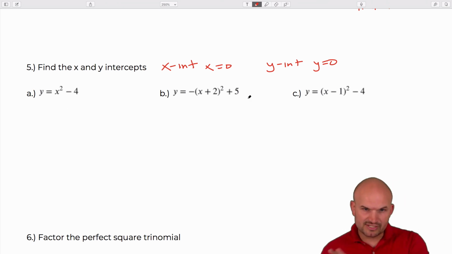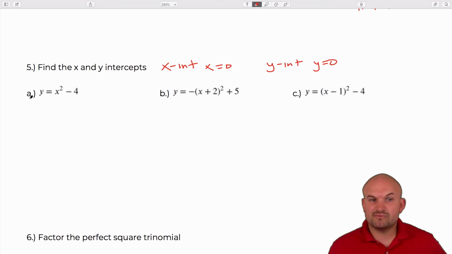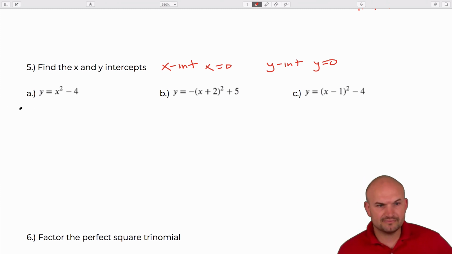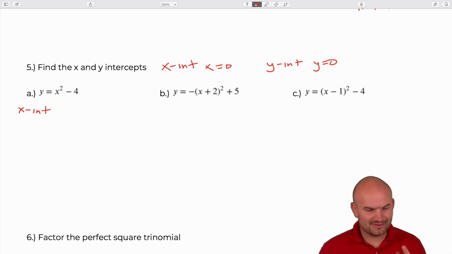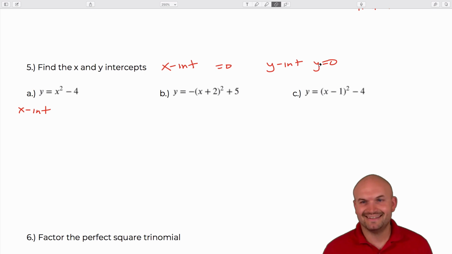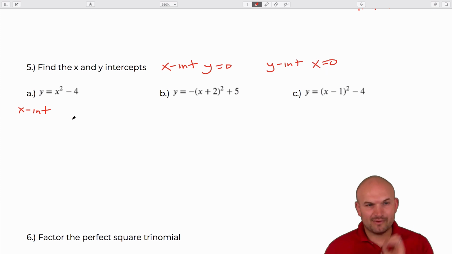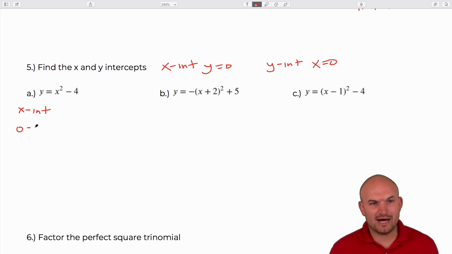You can notice here we're using vertex form. This one's not, but if I want to find the x-intercept, I'm sorry, what am I doing? The x-intercept is when I totally messed that up. The x-intercept is when y is equal to 0. The y-intercept is when x is equal to 0. So if I want to find the x-intercept, I'm going to just replace y with 0.